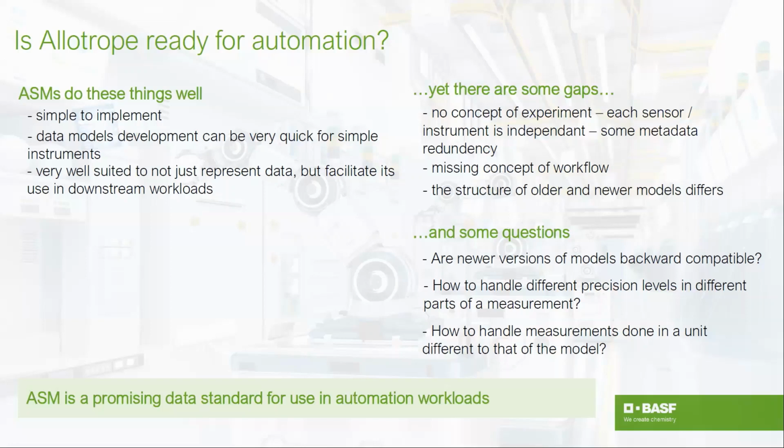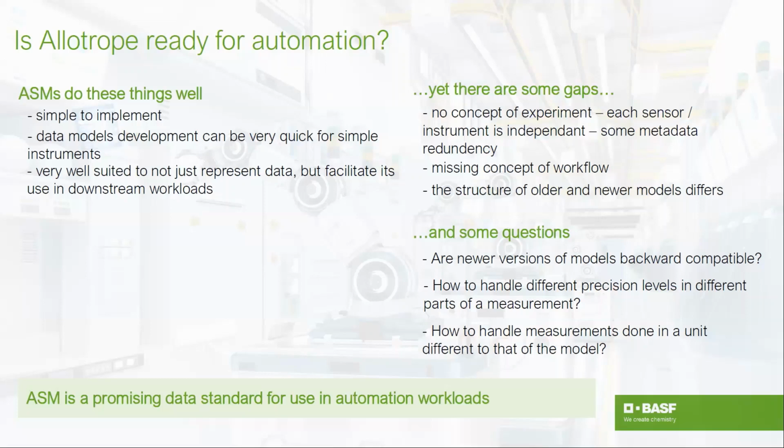During our evaluation, we found some gaps. We found that there's no real concept of experiment so far that we could see, which means that each sensor or instrument is independent right now, but that's okay. Which then leads to some metadata redundancy in the automation use cases. The concept of the workflow, meaning which step comes after which one, is not formalized, at least here. And investigating all the models, we found also that the structure of the older and newer models differ a little bit, so that could create issues in the future when trying to parse the data and so forth. And then we had some questions.